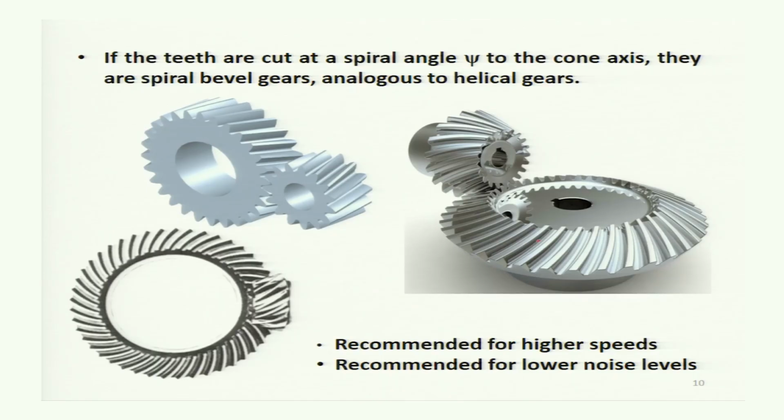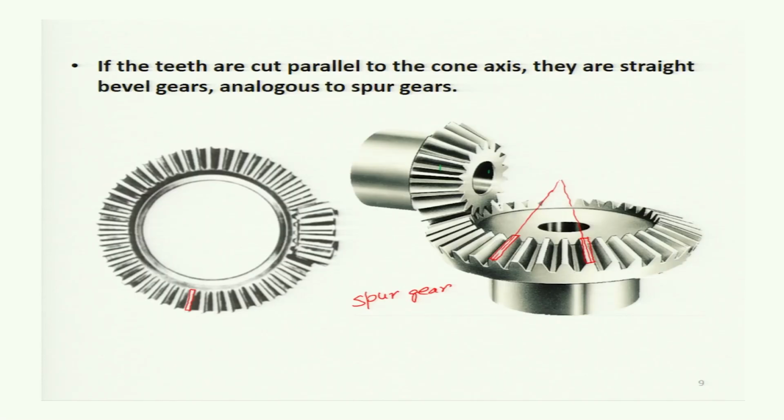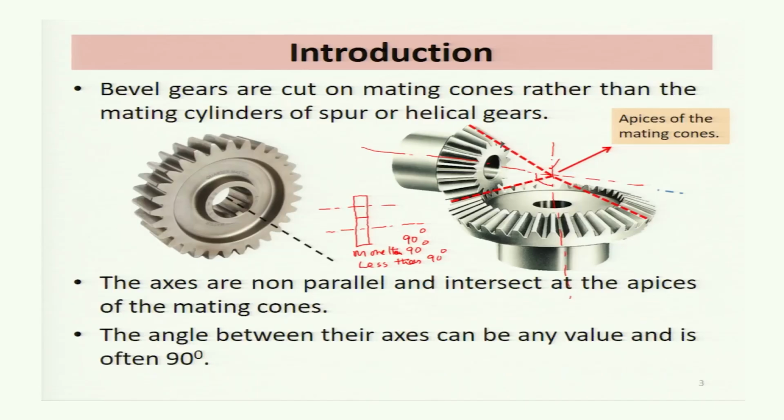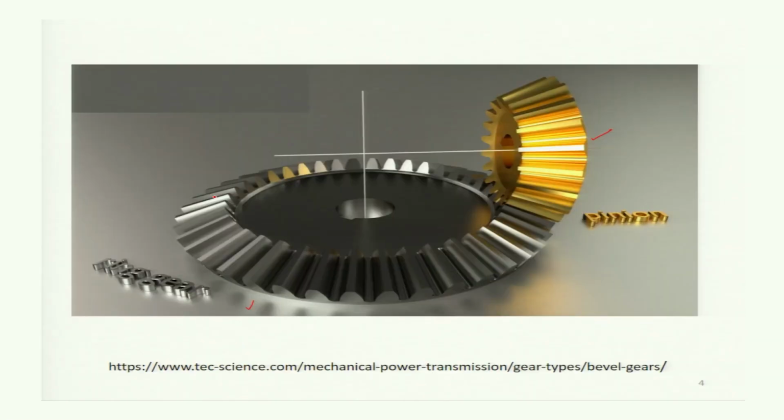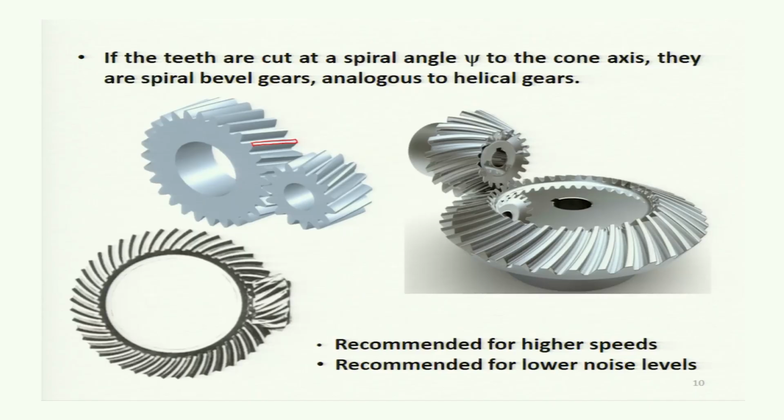Now if teeth are cut at a spiral angle psi to the cone axis, they are spiral bevel gears, analogous to the helical gear. In the helical gear, we have seen that the teeth were inclined by an angle, the helix angle psi. In the case of a spur gear, the teeth are parallel to the axis, but in the case of a helical gear, they are not parallel to the axis.